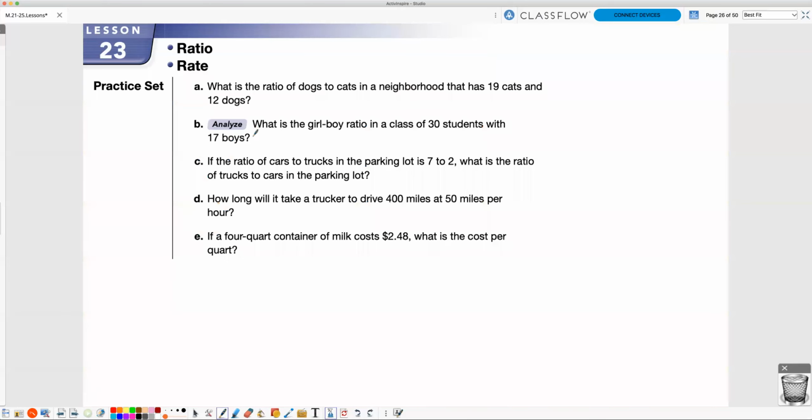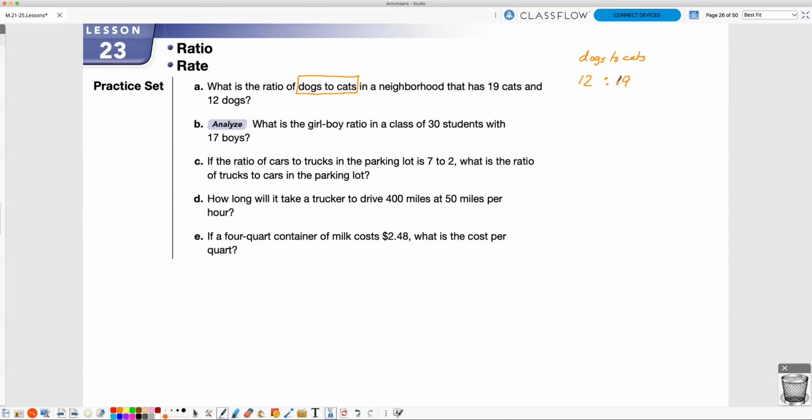All right, let's try this a few times. Letter A, what is the ratio of dogs to cats in a neighborhood that has 19 cats and 12 dogs? Go ahead and answer that. Let me set it up for you though. Dogs to cats. It has to be in that order. Now, if you notice, it tells you right off the bat how many dogs there are, and it tells you how many cats there are.